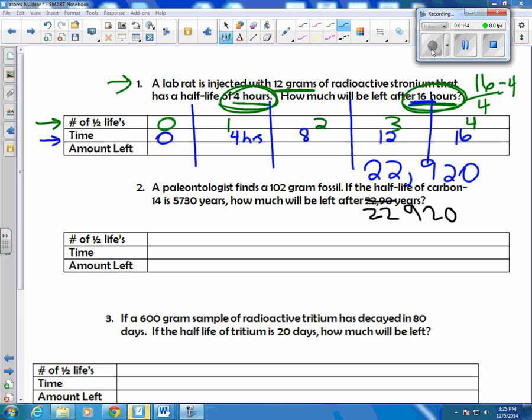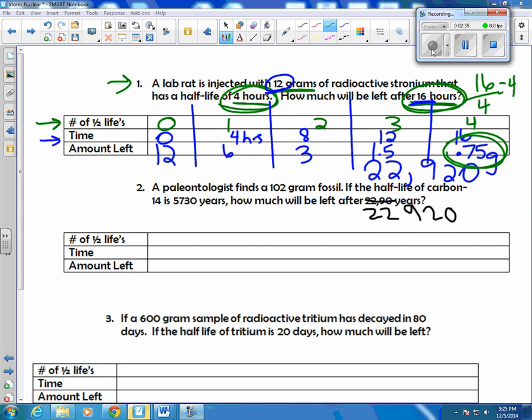Now the amount left. If we're starting with 12, we just have to keep on cutting this number in half. So 12 divided by 2 is 6. 6 divided by 2 is 3. 3 divided by 2 is 1.5. Now we want to use our calculator. You might be able to do it in your head, but double check with the calculator. So 1.5 divided by 2 equals 0.75 grams. At the end of 16 hours, we will be left with 0.75 grams of radioactive strontium.